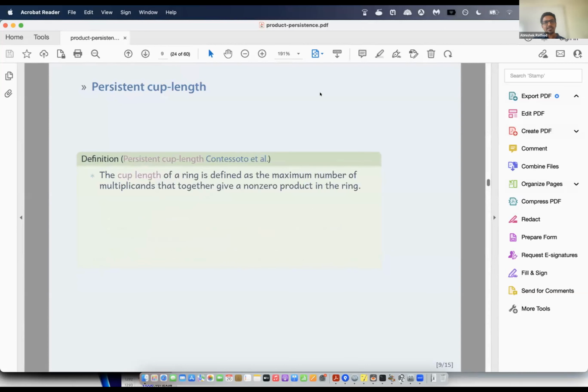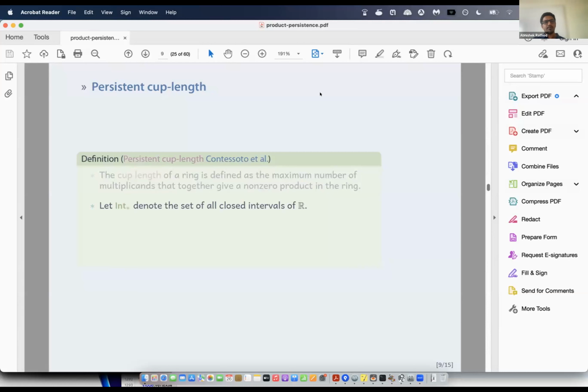Now I want to define the next invariant, which is the persistent cup length. This is also introduced by Contessa et al. First, I will start with the definition of the cup length of a ring. This has nothing to do with persistence. It can be defined for any ring. The cup length of a ring is defined as the maximum number of multiplicands that together give a non-zero product in the ring.